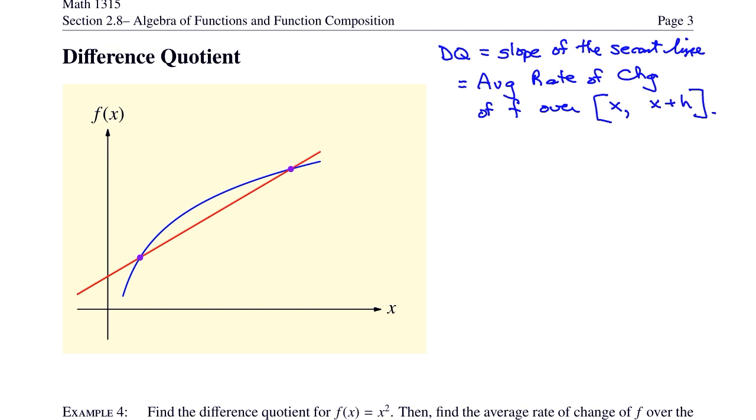This point is going to be P, and P has coordinates x, and then instead of calling it y, we're going to call it the equivalent of y. We're going to call it f of x. So here is x, and then the y is f of x.